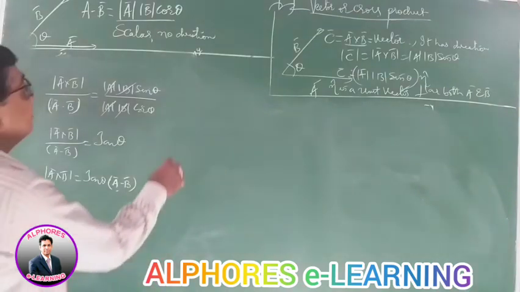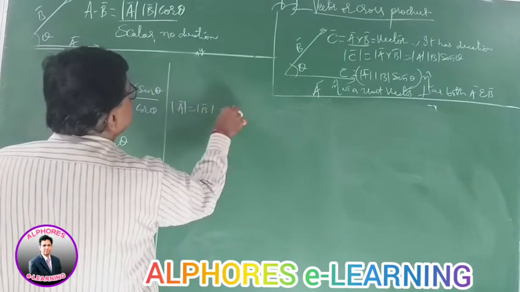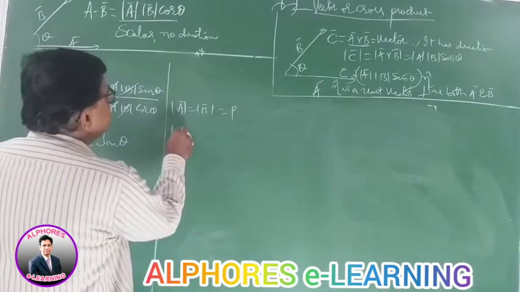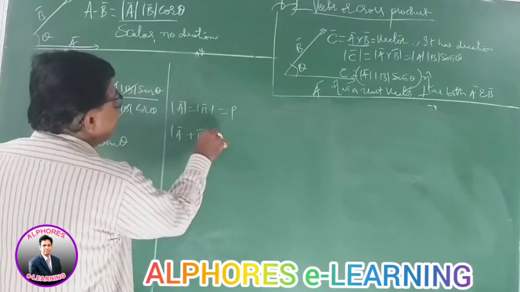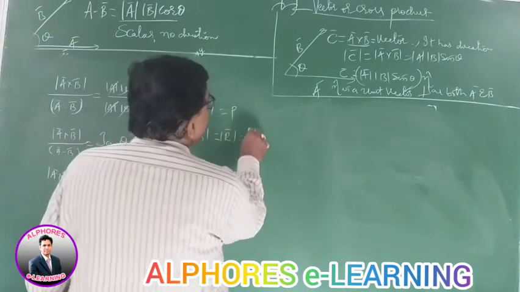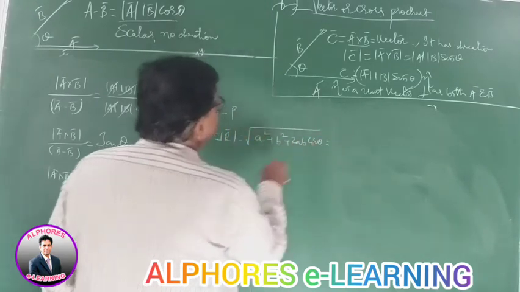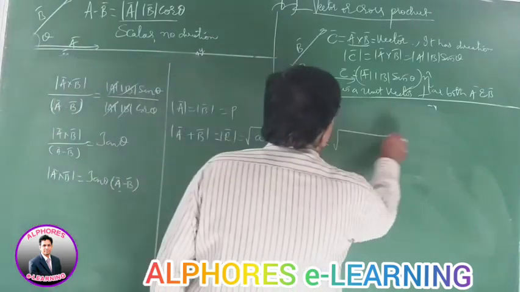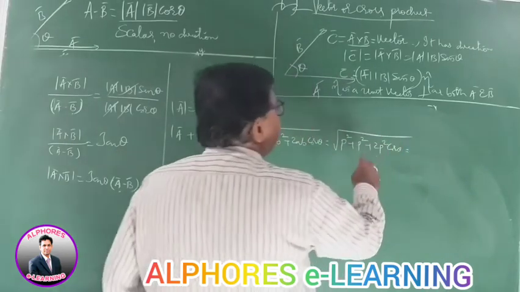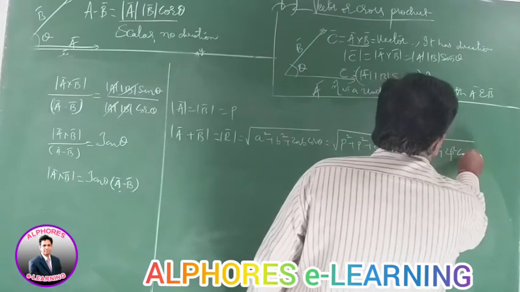suppose A bar and B bar are two vectors of the same magnitude P, mod A and mod B both P. Then what is mod A plus B? Addition resultant, you know this is mod R, the square root of A square plus B square plus 2AB cos theta. So they are of same magnitude P, so if I substitute, I get P square plus P square plus 2P square cos theta.